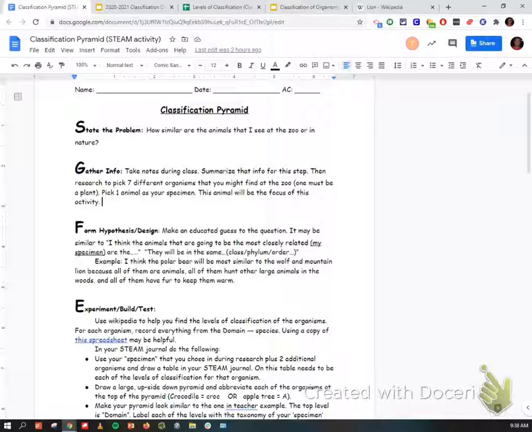So these are things in the zoo that you could see, or things that you could see if you go out in nature. Either one is okay. But go ahead and do that now. Pick your 7 different organisms, as broad and as diverse as you can.